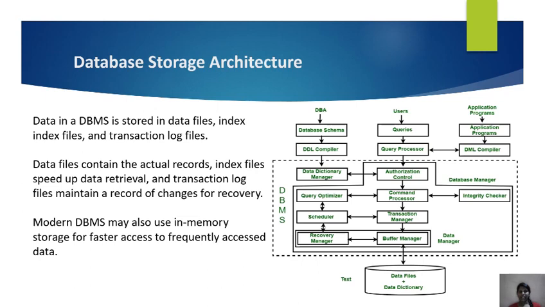Now let us see about database storage architecture. Data in a DBMS is stored in data files, index files and transaction log files. Data files contain the actual records, index files speed up data retrieval and transaction log files maintain a record of changes for recovery. Modern DBMS may also use in memory storage for faster access to frequently accessed data.